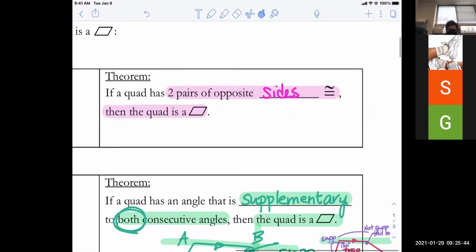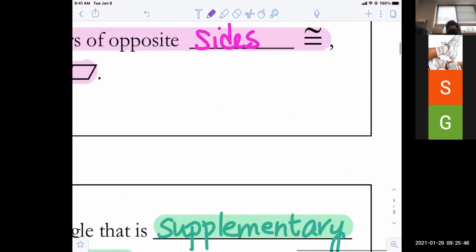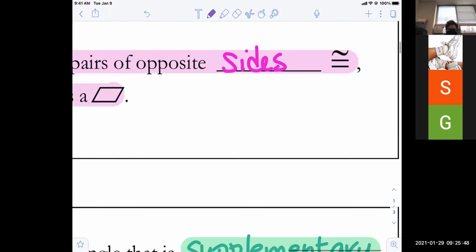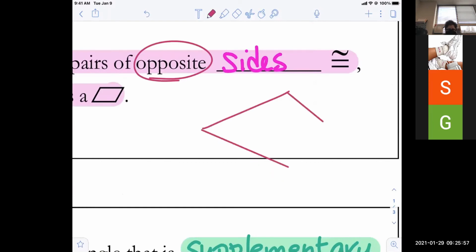Let me go up here and also draw you kind of like why it's important to say opposite sides that are congruent. Here is a shape. I'll make this look good. Okay, here's the shape. Do you know what this shape is? That's a kite, once I put the markings on it. This is a kite.